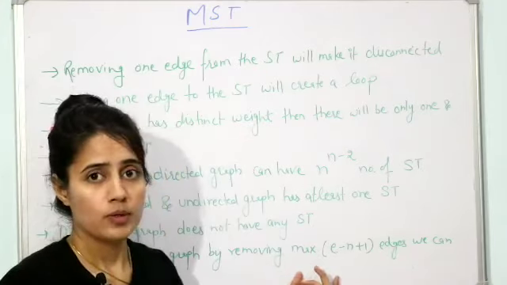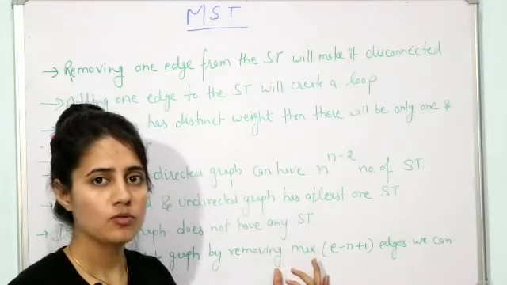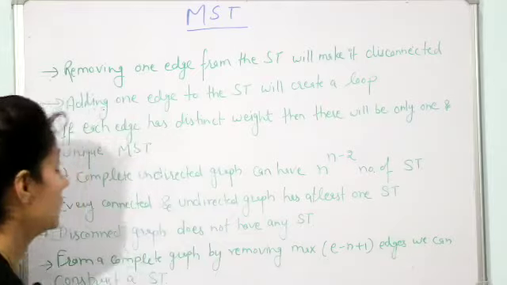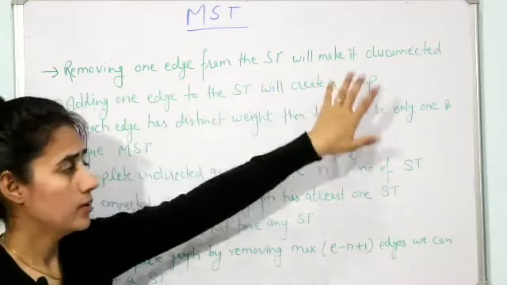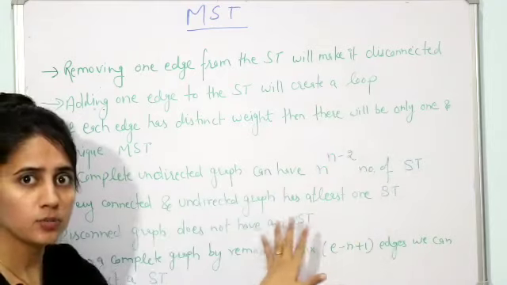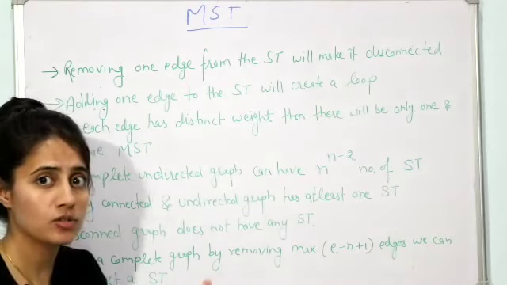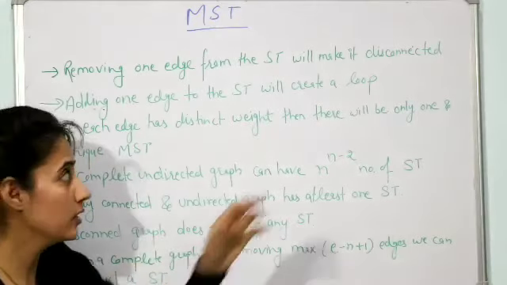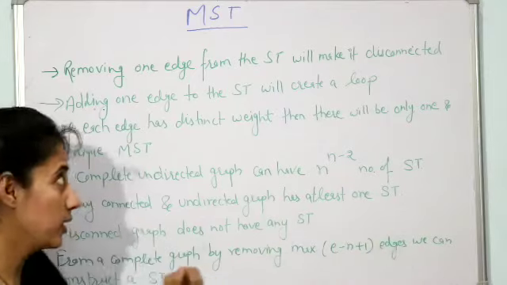Mainly 3 or 4 properties of MST I have already told you. These are some more general properties of spanning trees. Okay. See, removing one edge from the spanning tree will make it disconnected. If you have created a spanning tree of any graph and from that spanning tree you remove a single edge, if you remove even one edge, that spanning tree would be disconnected. So you cannot remove any edge from that spanning tree.